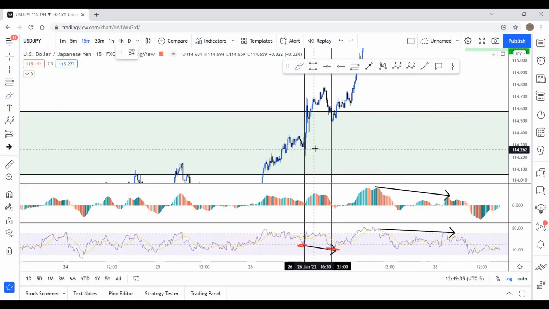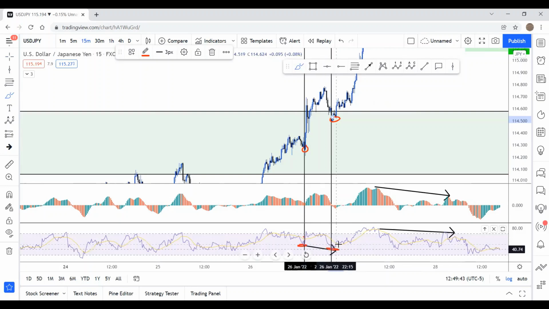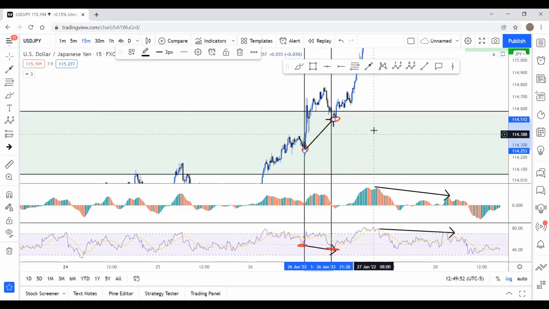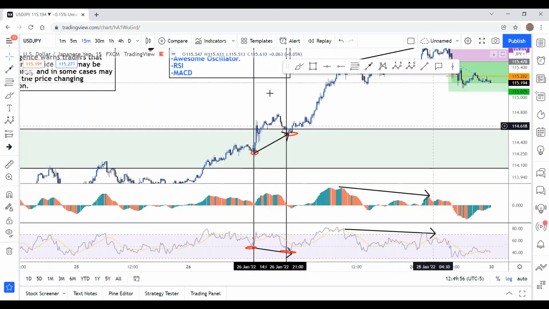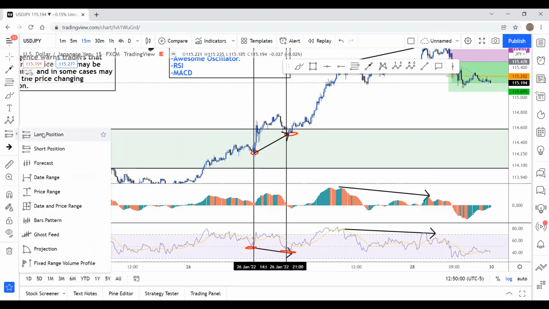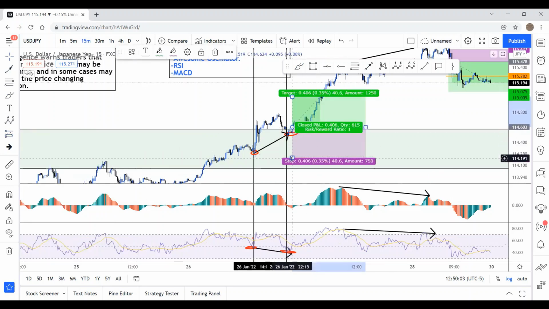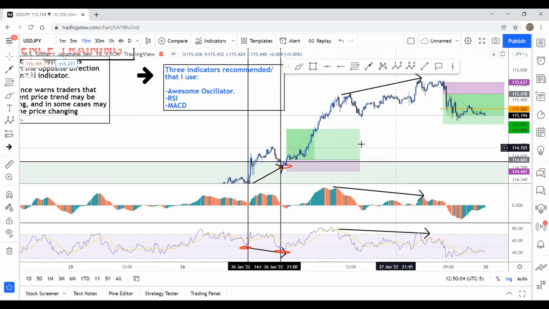Now look what happened. This low is higher than this low, right? The indicator is showing lower lows, but price is showing higher lows. That is called hidden divergence, right? And that's another indication that you can use to take the setup that price is going to go long. Okay, take a setup that price will go long.